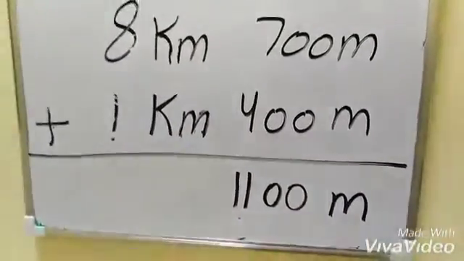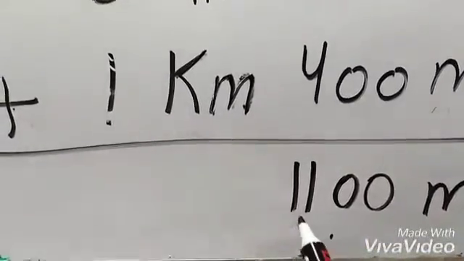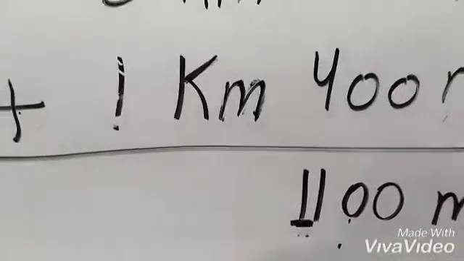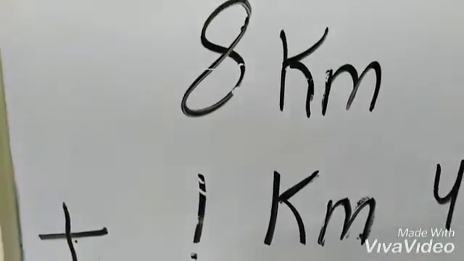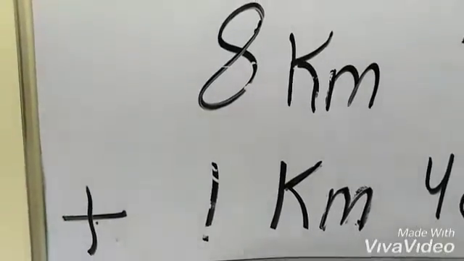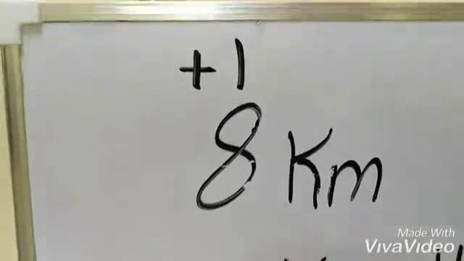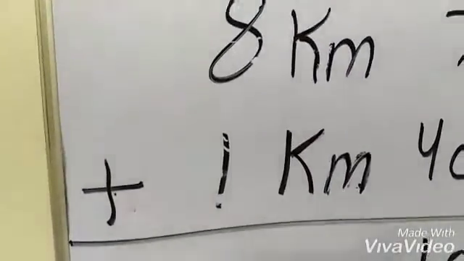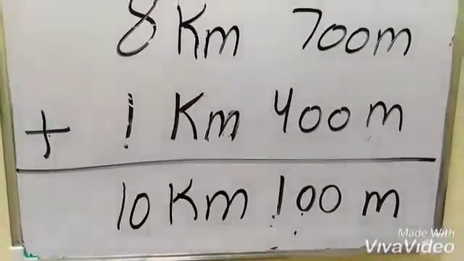Let's go back to our question. 1100 meters will become 1 kilometer and 100 meters. Now let's add the kilometers. We have 8 kilometers plus 1 kilometer equals 9 kilometers. Plus this kilometer will be 10 kilometers. So the answer is 10 kilometers, 100 meters.